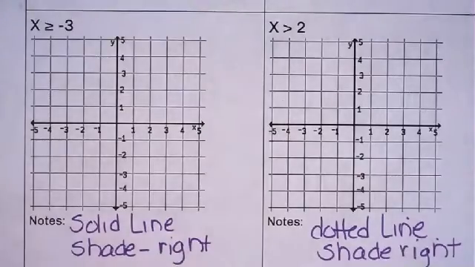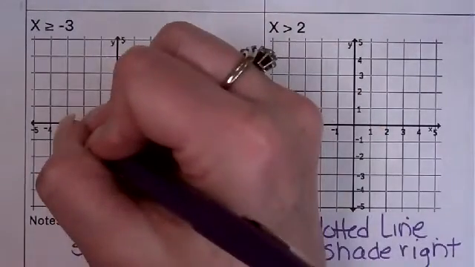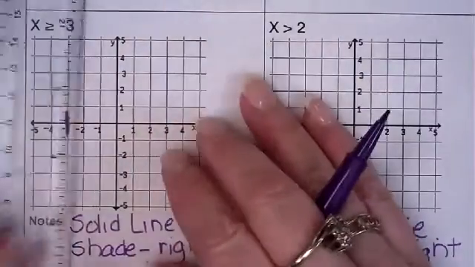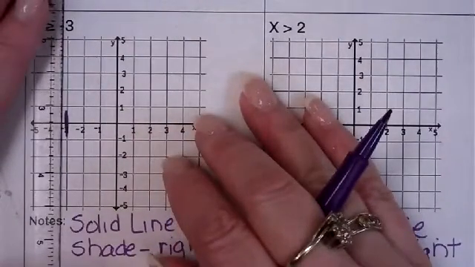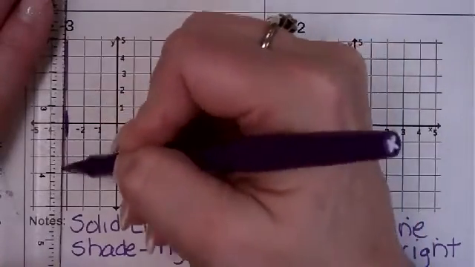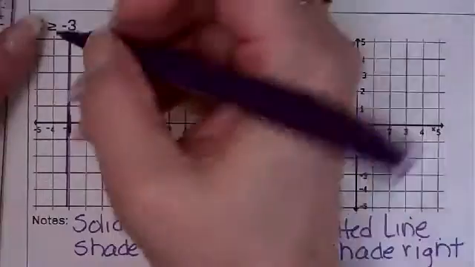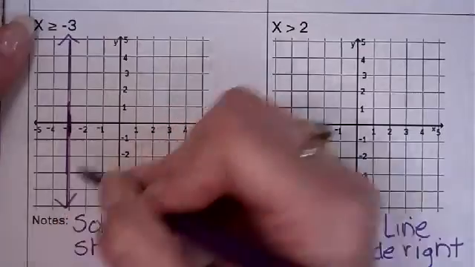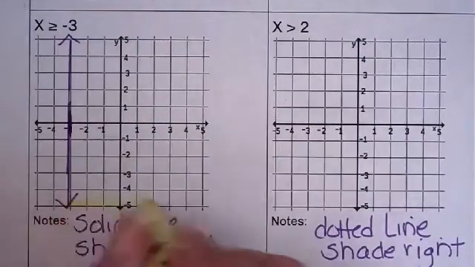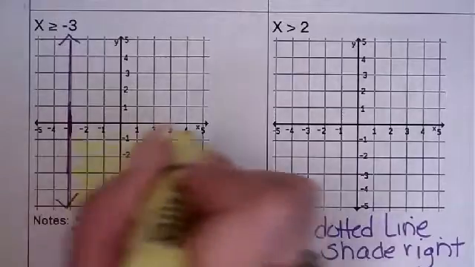Okay, so let's do this. X is greater than or equal to -3. Go right here to -3 on the x-axis. We're going to draw in our line. Pull it down. I put my arrows. And again, it's greater than, so we need to be larger than, so we're going to be over here on the right.